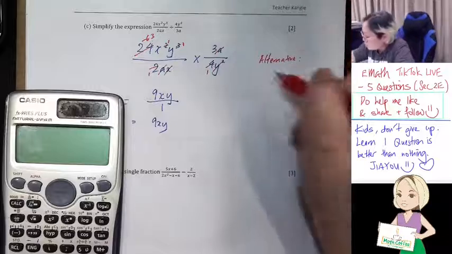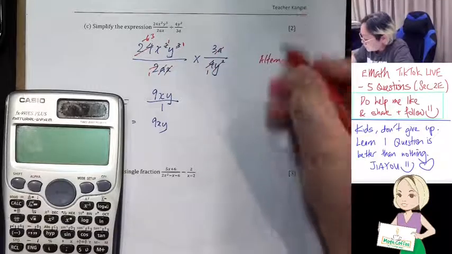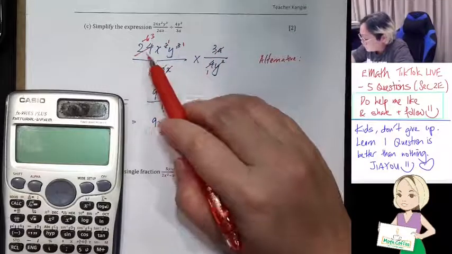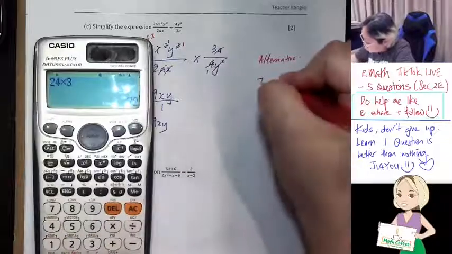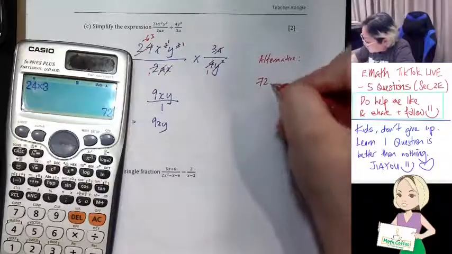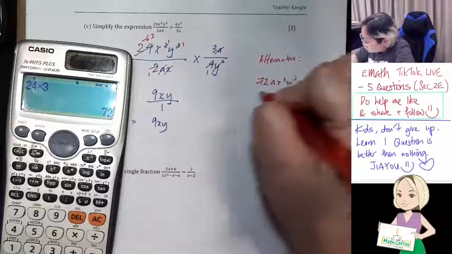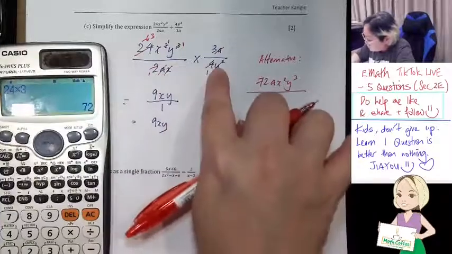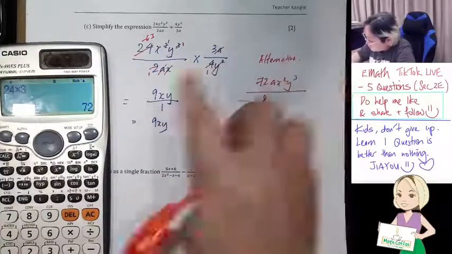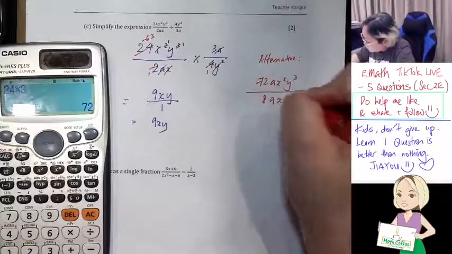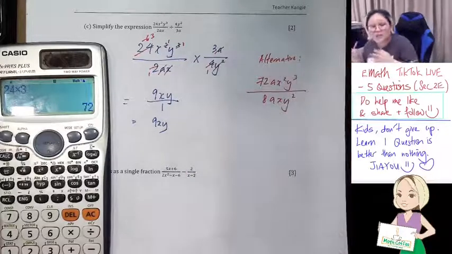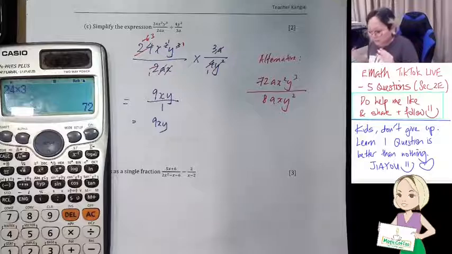Okay, come. Alternative, see here. I'm going to simplify into single fraction. 24 times 3. Put it into a single fraction. I put it as 72. And then after that, I put as ax squared y cubed over number 2 times 4, so it's 8 axy squared. You see, I just put it into a single fraction, so it's neater, you see. It's neater.